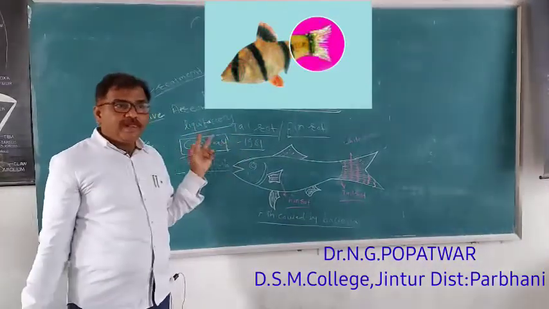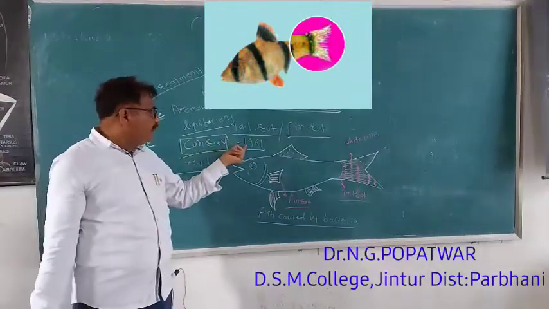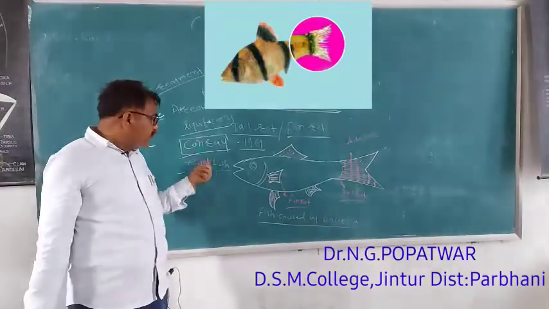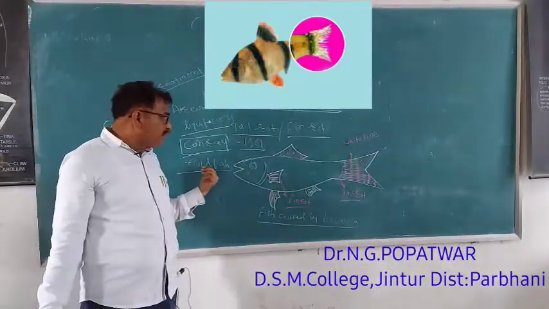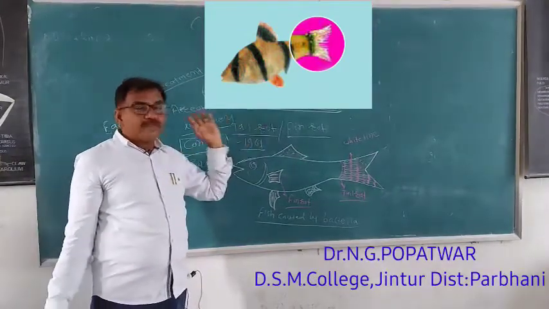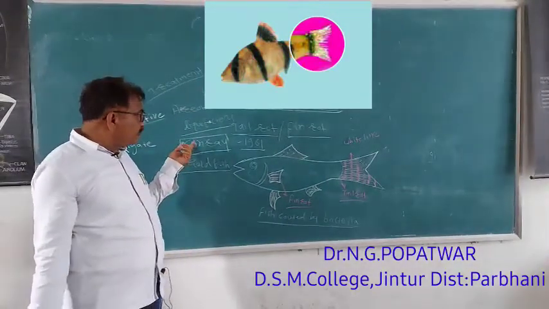This was noted experimentally by the scientist Conrad in 1961 on goldfish. What is the scientific name of goldfish? Carassius auratus. Among these goldfish, it was practically and experimentally proved that tail rot and fin rot are different.